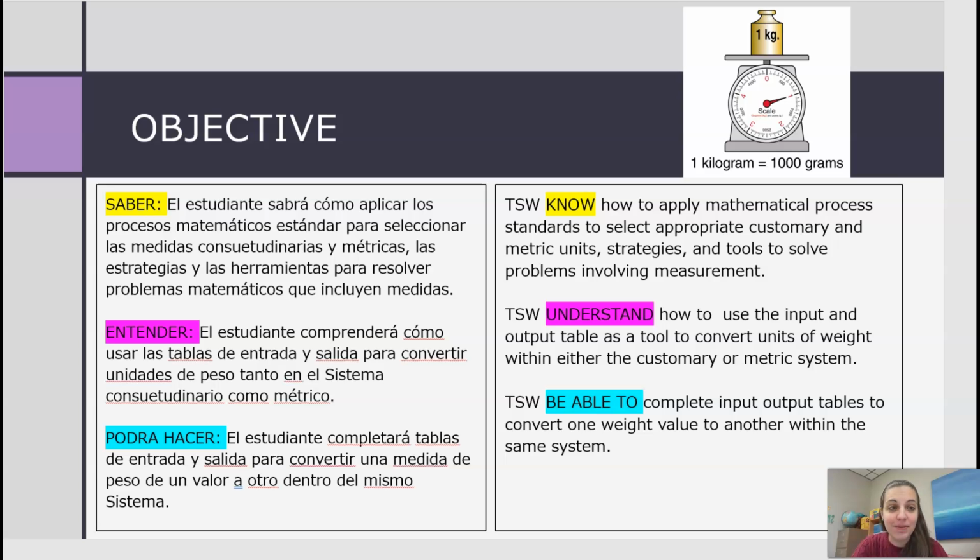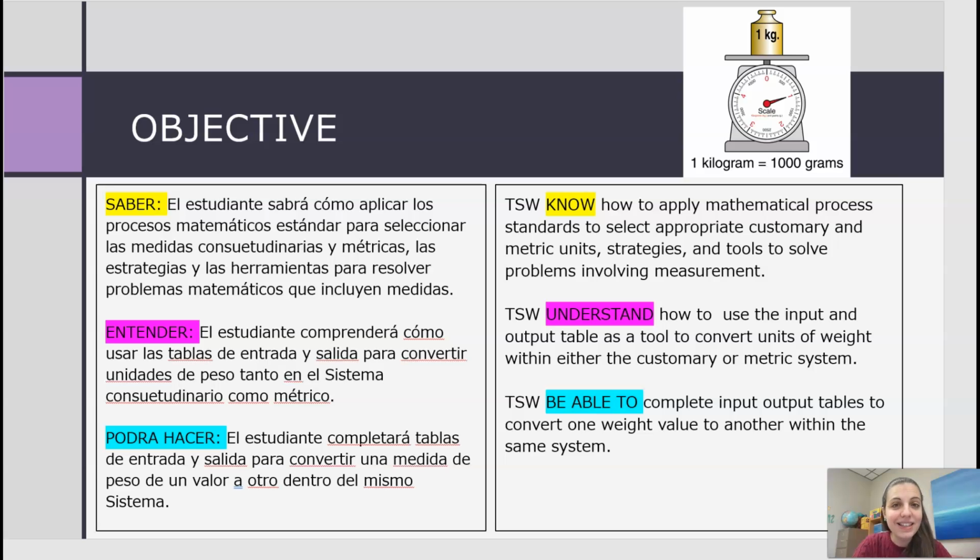Okay, let's read the objective. Do you see this photograph here? This picture? Well, it's because today we are going to learn about weight. Listen to the objective. The student will know how to apply mathematical process standards to select appropriate customary and metric units, strategies, and tools to solve problems involving measurement. The student will understand how to use the input and output table as a tool to compare units of weight within either the customary or metric system.